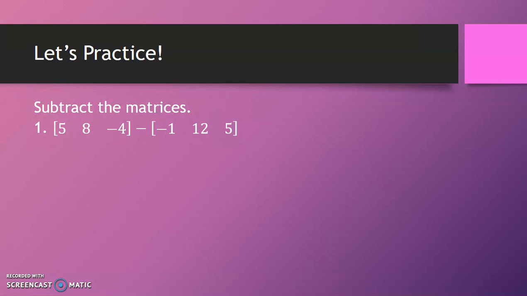So when you do this, you want to make sure that you take that negative sign, that subtraction sign, and you just kind of distribute it into the matrix that follows it. So we're going to have 5 minus a -1, 8 minus 12, and then -4 minus 5. And so we're left with 6, -4, -9.